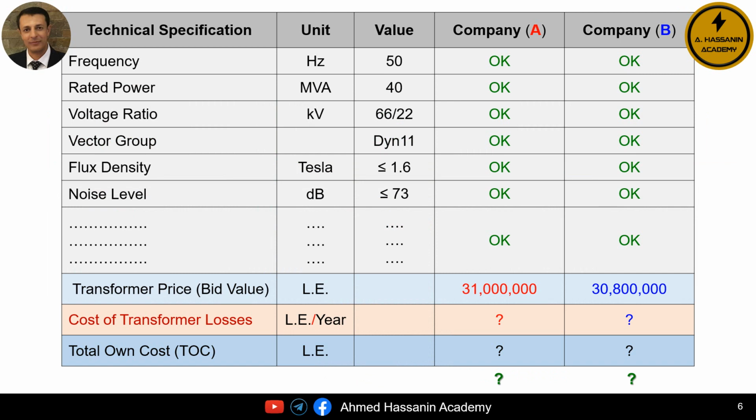of the transformer. Therefore, we must understand that the total own cost, TOC, of the transformer will consist of the price of the transformer or the value of the offer submitted by the manufacturer in addition to the cost of the losses. Only after considering all of this can we accurately determine which company is offering the lowest cost or which company is the most suitable for purchasing the transformer.